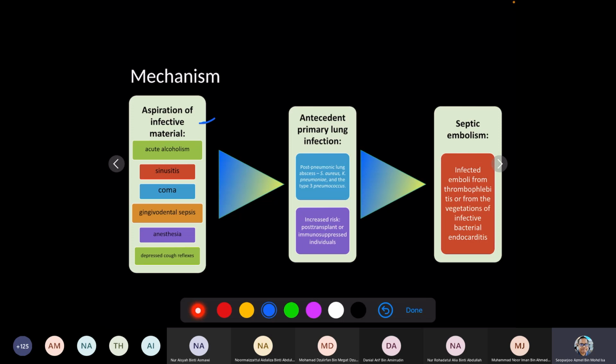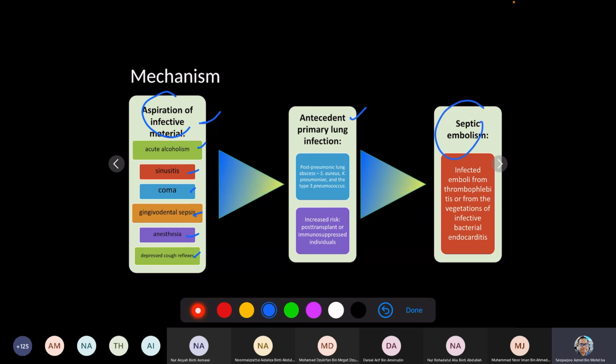So what stimulates this aspiration of infective materials? For example, number one is acute alcoholism, sinusitis, coma, gingivitis, dental sepsis, anesthesia, and also depressed cough reflex. All of these cause aspiration of the infective materials. Next is the antecedent primary lung infection. As I mentioned, if there is bronchopneumonia or lobar pneumonia, it predisposes this patient to develop a lung abscess afterwards. Next is septic embolism.